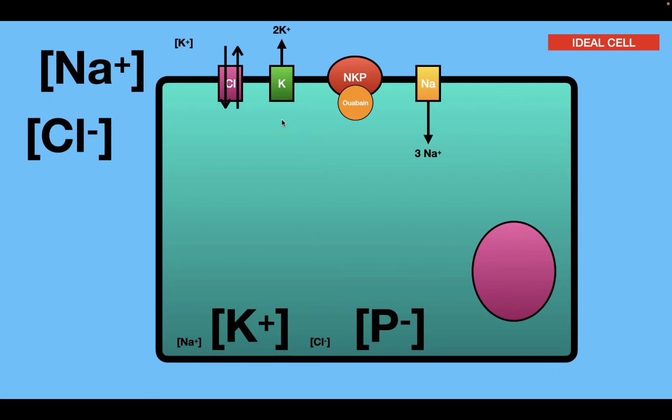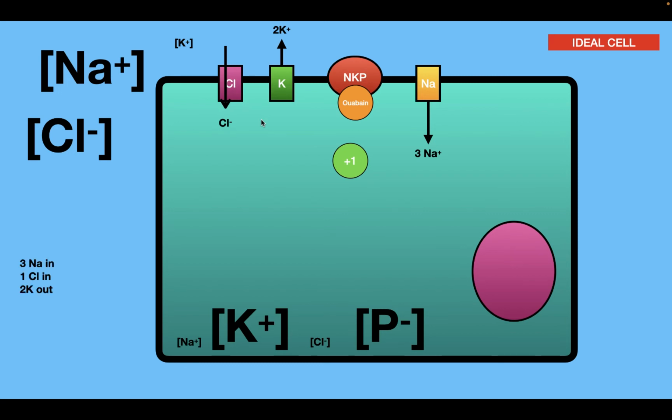So what you should see here is that 3 sodiums, or 3 positive charges, are coming in, and 2 potassiums, or 2 positive charges, are going out. Therefore, we have 3 positive charges going in, 2 positive charges going out. So this means that at this point in time, the cell has accumulated 1 positive charge. Now, because of this accumulation of 1 positive charge, this will draw chloride from the extracellular environment into the cell. So we also have chloride now coming into the cell as well.